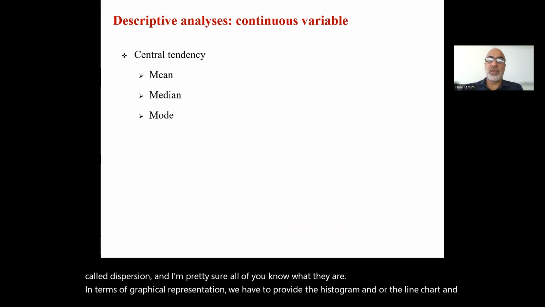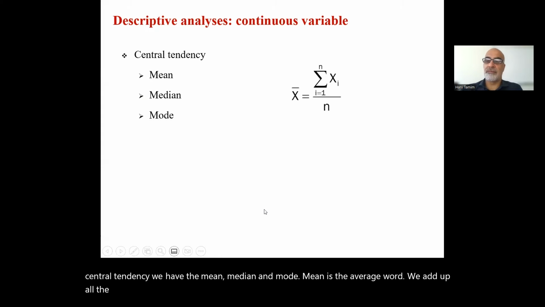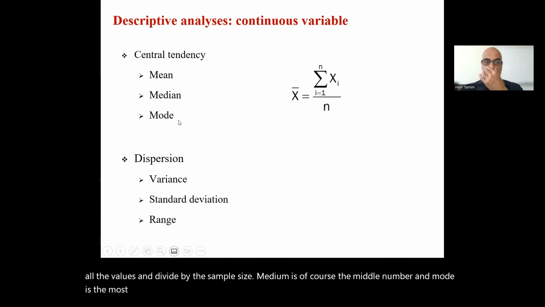In central tendency, we have the mean, median, and mode. Mean is the average where we add up all the values and divide by the sample size. Median is, of course, the middle number, and mode is the most frequently occurring number. Dispersion, we have the variance, standard deviation, and range.